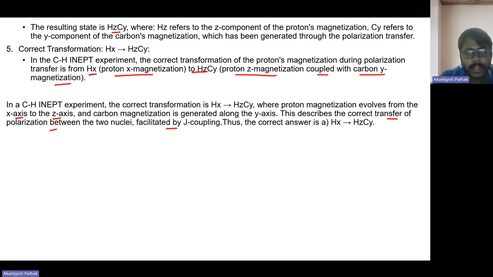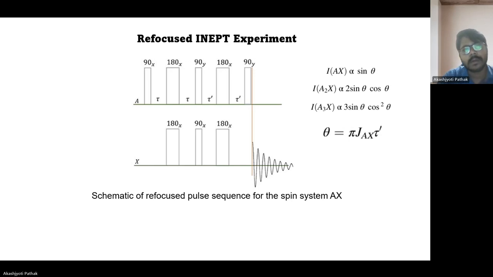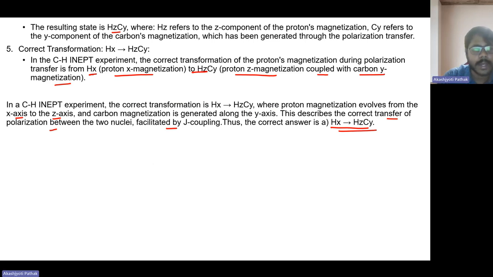So the correct answer is what? HX to HZCY, it's right. You have understood the concept. Now we'll move on to the next concept, which is the refocused INEPT experiment. Do you understand?